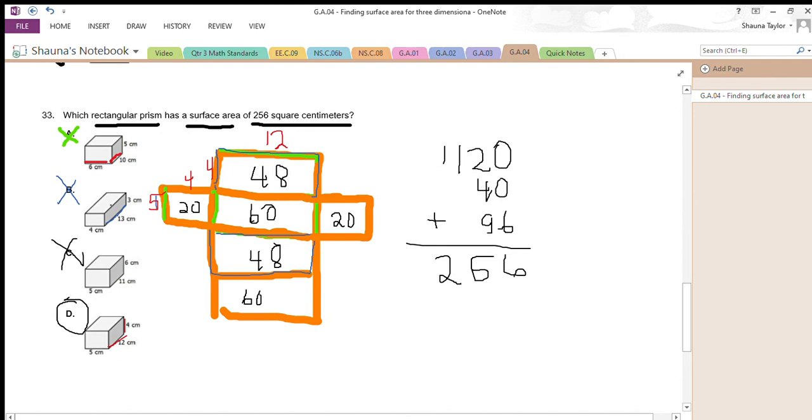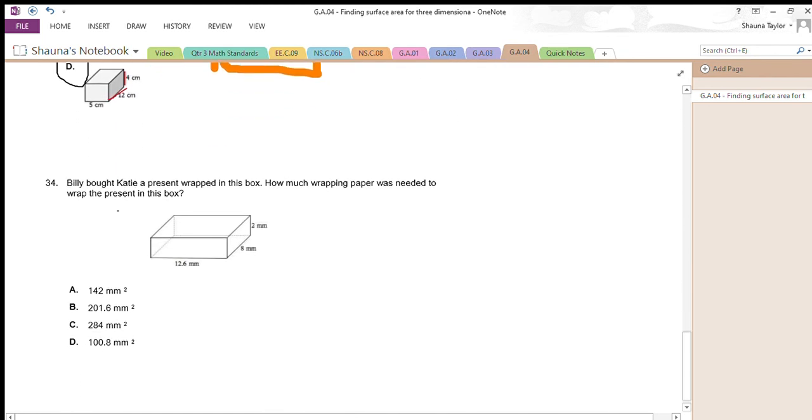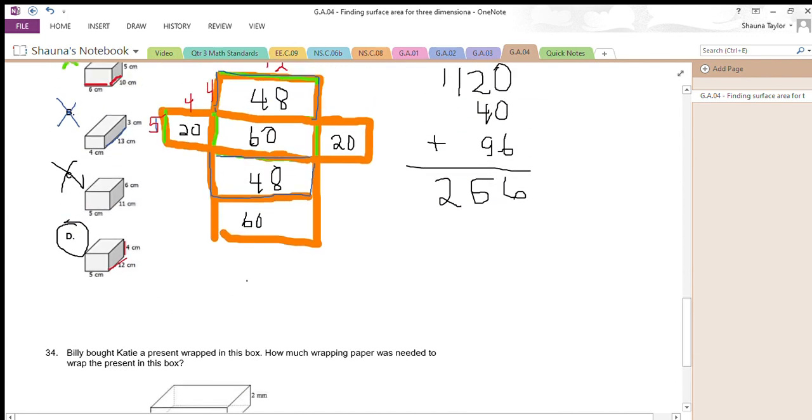So C is not the answer. And so you're going to do problems just like this on the test. Watch out, they might have decimal numbers, 12.6. So I'm going to go ahead and end my lesson right here.